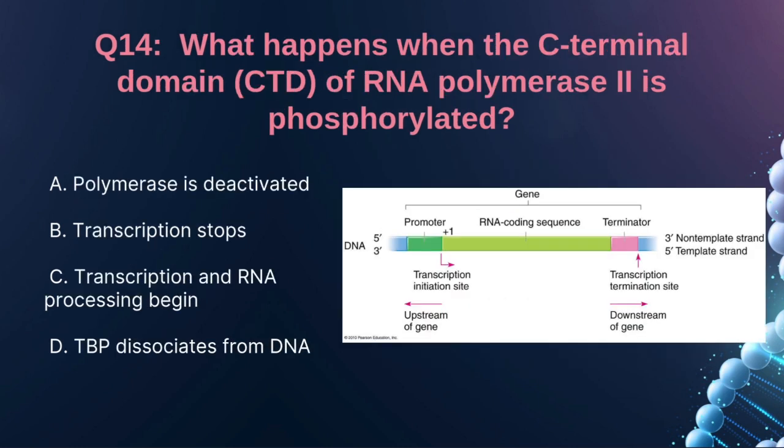So this is a very important sequence for this modification process, the addition of the poly-A tail. Now, going on to the last question: what happens when the C-terminal domain, also known as the CTD, of RNA polymerase 2 is phosphorylated? We're going to phosphorylate the CTD on the RNA polymerase. Phosphorylation here acts like a switch for downstream processing. The answer is C. Transcription and RNA processing begin.